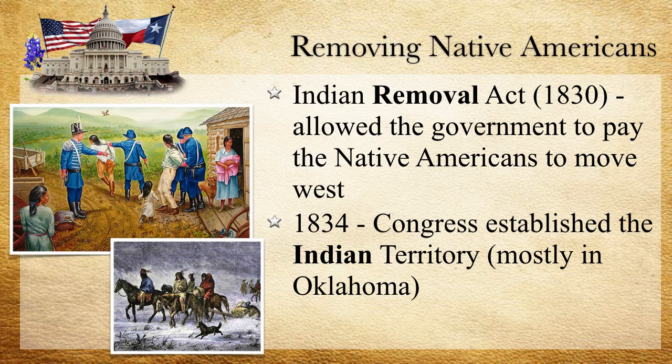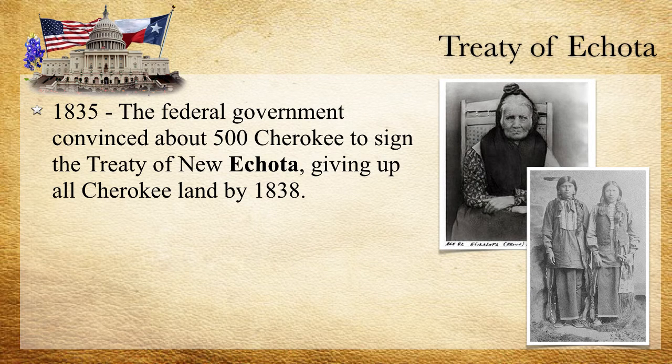1834, Congress establishes what's called the Indian Territory in the area of Oklahoma, Arkansas, Missouri, Kansas, this area. It basically creates a little bitty pocket, a little bitty territory that we can shove all of these Native Americans into so that they're out of our way. Just put them in this little area, and then we can do whatever we want with the rest of the land. Not really a great moment in U.S.